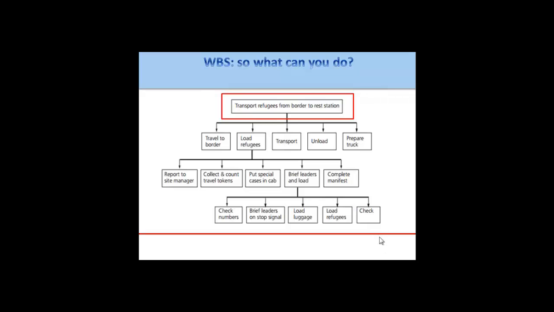Now, clearly, this is simply showing one route. Some of it is unloading people, preparing trucks, refugees, putting special cases in a cab, whatever. We've got a list of activities, sub-activities, and tasks here. So it's very detailed, but it's also covering the direct and the indirect work: collecting and counting travel tokens, preparing trucks, checking numbers, completing the manifest. So I think this is a different approach, and something that you can do.